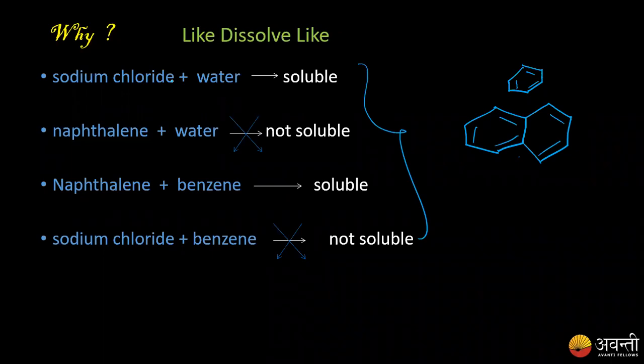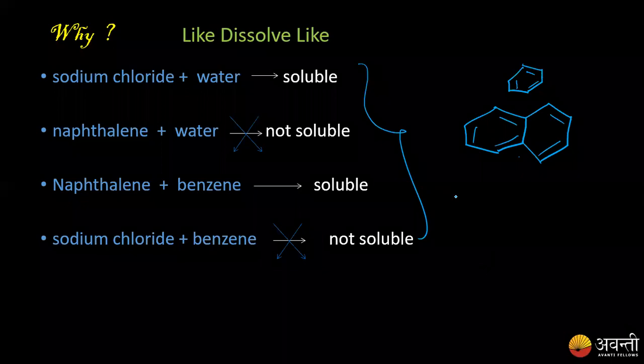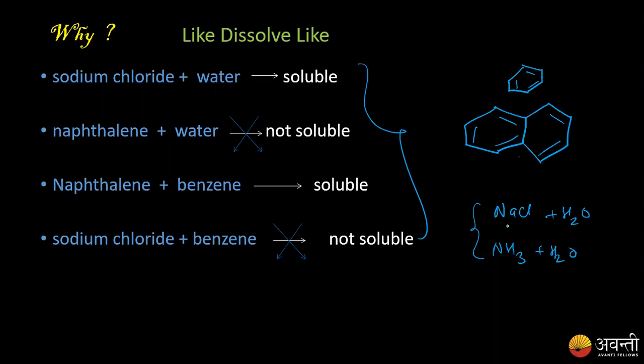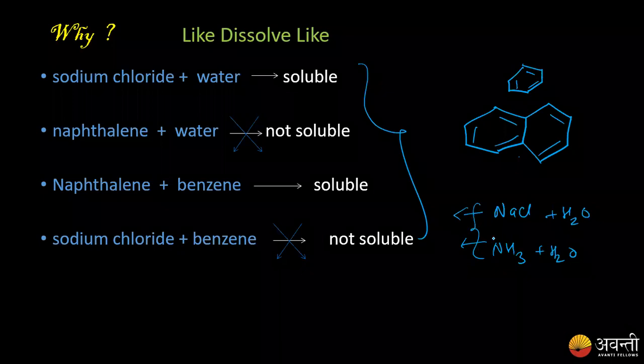then what will happen with the solubility? Okay, let me take two examples. I have two examples. NaCl is also a polar molecule. Ammonia is also a polar molecule. Right? Now, in these two, which one will have higher solubility?